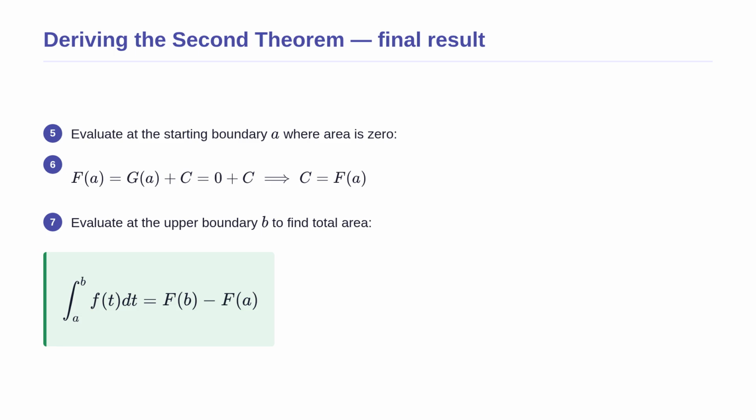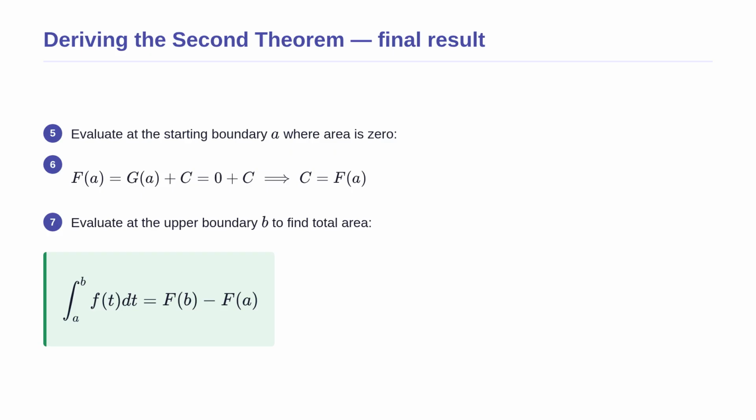To finish our proof, we need to figure out exactly what this unknown constant c is. We evaluate both functions at the starting boundary a. The true area function g, evaluated at a, is exactly 0, because an area with no width has 0 size. This immediately reveals that the constant c is exactly equal to f of a.